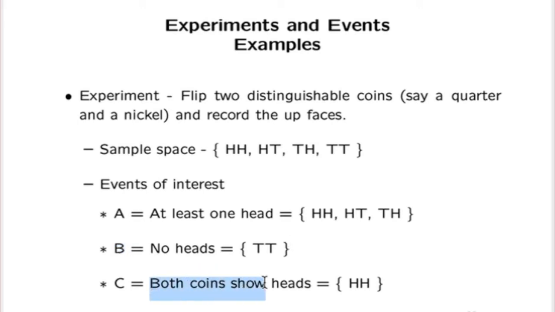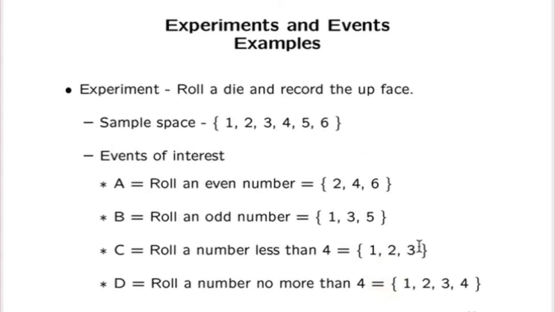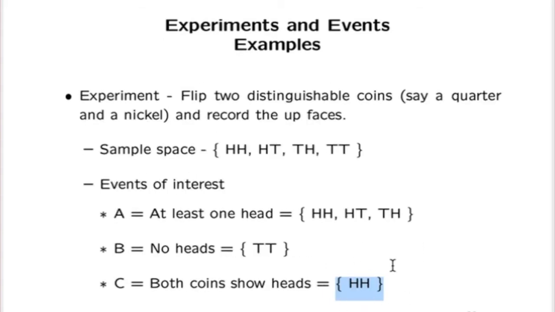And then another event of interest would be that both coins show heads. So we get heads with the quarter and heads with the nickel, represented as a collection of elementary events or as a subset of the sample space. Okay, we would represent it this way. And we will abbreviate this event and denote it by capital C.